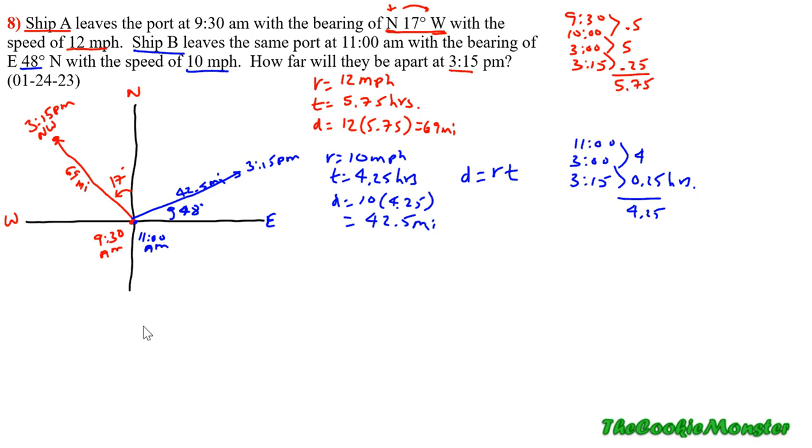Now, the question says, how far will they be apart at 3:15 p.m.? We now know both distances, that's for the red, ship A, and for ship B. If you take those two endpoints and connect them, that is the distance you want to find. How many miles are they apart, from ship A to ship B? If you think about this triangle, it looks familiar. If you redraw that triangle here, to make it a little bit neater, that's 69 miles right there.